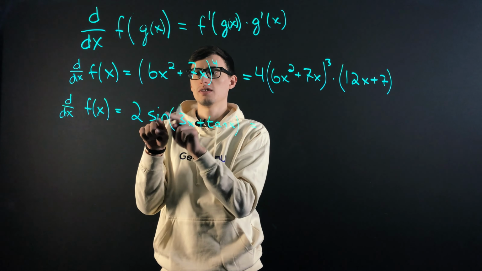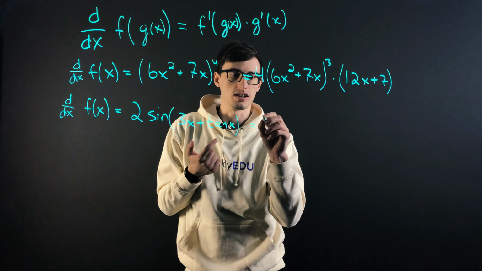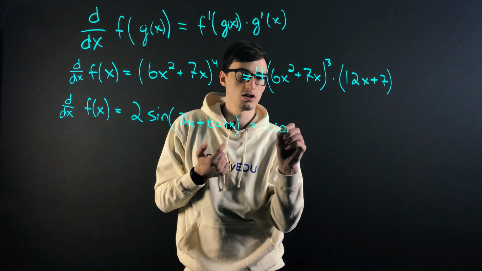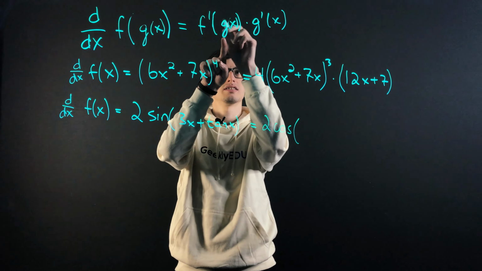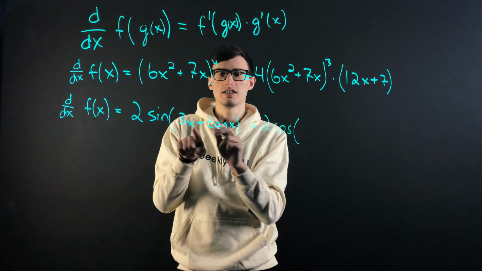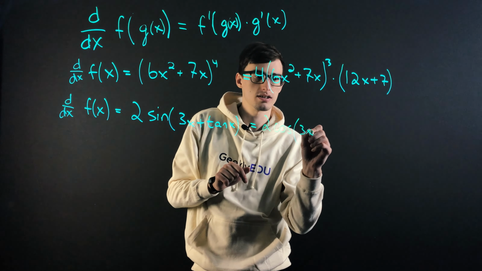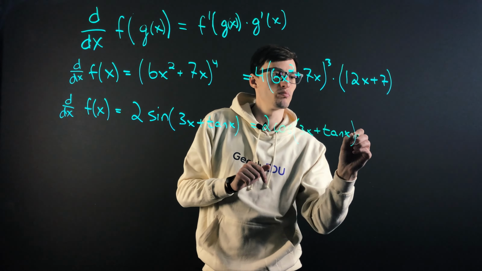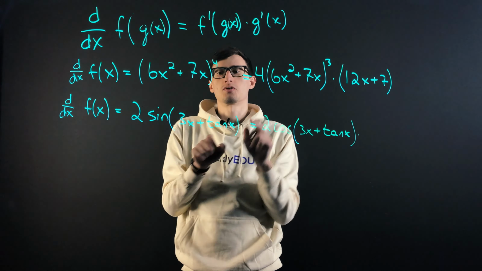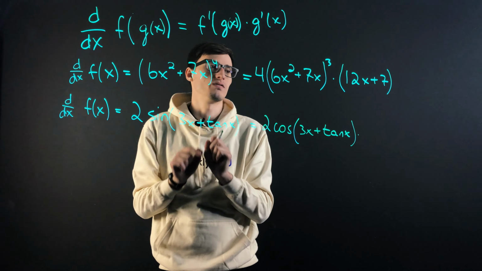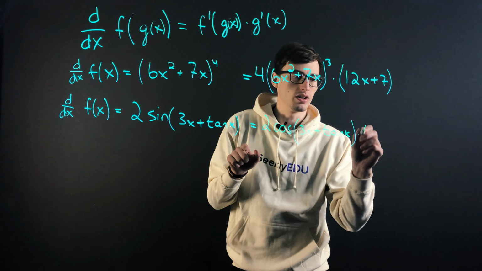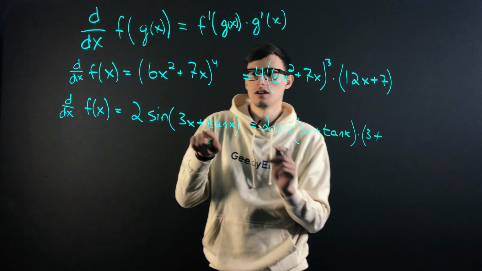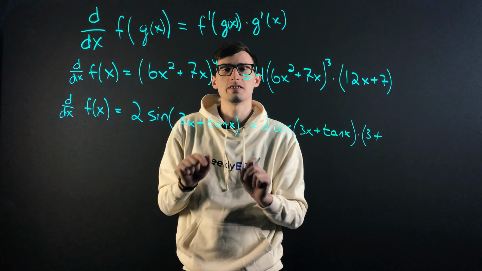So the derivative of sine is obviously cosine. So we do 2 cosine, and we rewrite g of x. We rewrite the inside function, 3x plus tangent of x. And now we multiply by g prime, the derivative of the inside function. And that would be what? 3 plus, wait a minute, what's the derivative of tangent, right?